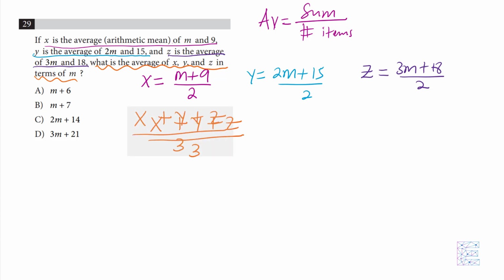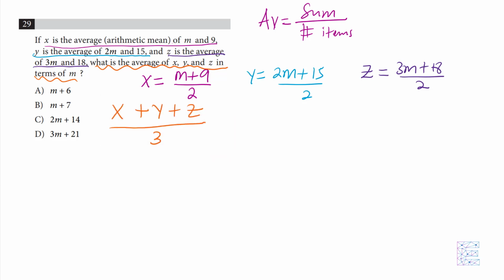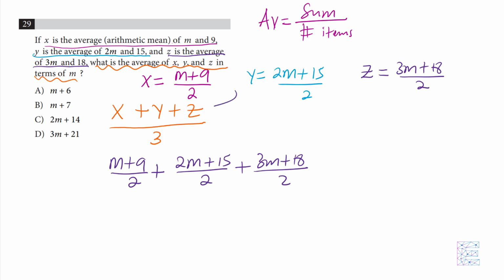Let me move this a little left here so we have more space to work with. There's a lot going on. So let's plug those numbers in. For x, we have m plus 9 over 2, plus the y value is 2m plus 15 over 2, and for the z we have 3m plus 18 over 2. So that's this numerator part. We've just added them together, and then we have to divide all of those by 3 because that's how you find the average of anything.